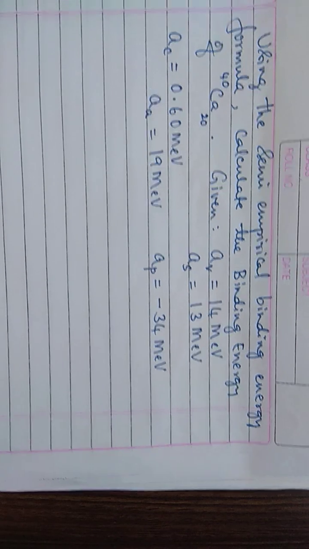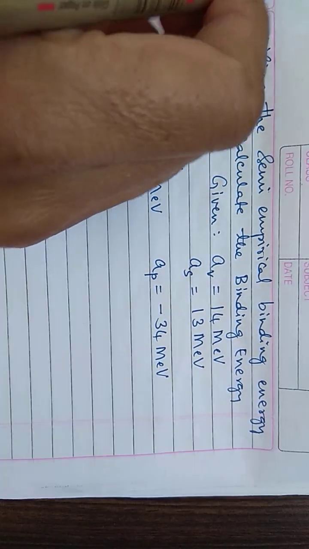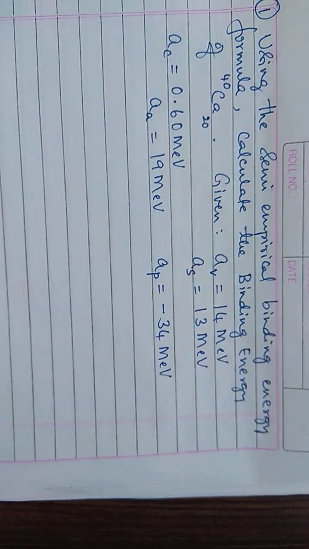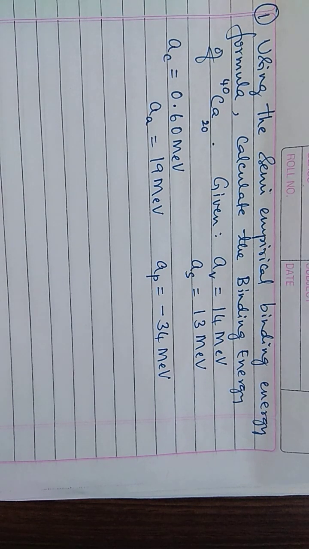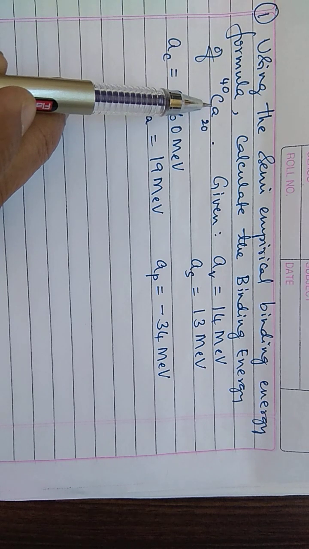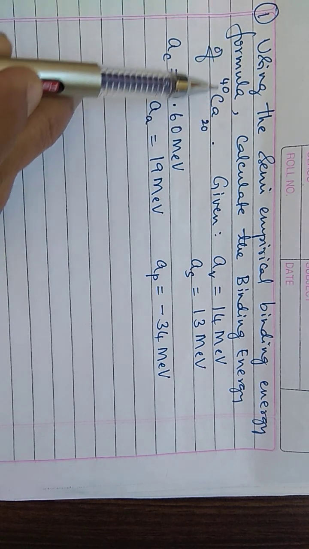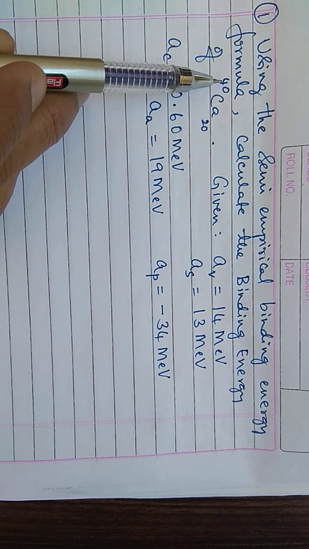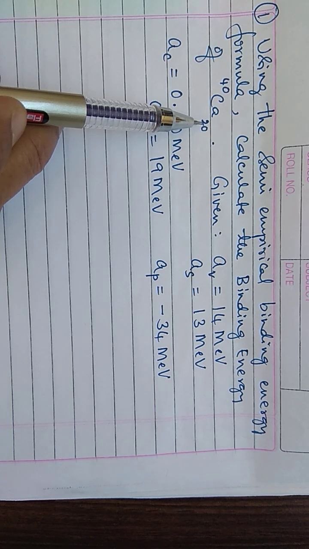Some of the important problems. One such problem is the semi-empirical mass formula. We had to use it for this particular problem to solve. Using the semi-empirical binding energy formula, calculate the binding energy of calcium 40-20, with 40 representing its mass number and 20 representing its atomic number.